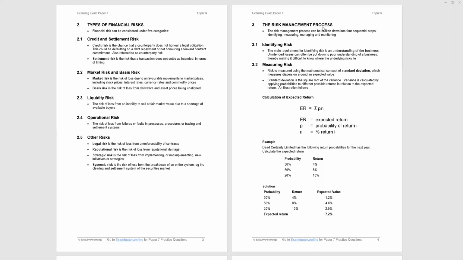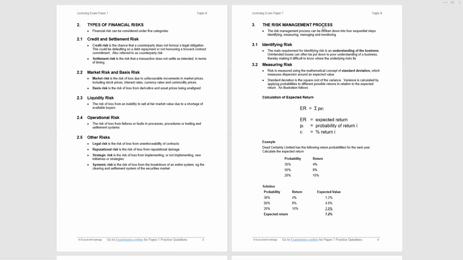Strategic risk, a fancy way of saying you have no plans, is the risk of loss from implementing or indeed not implementing new initiatives or strategies. And systemic risk, that's on a bigger scale, is the risk of loss from a breakdown in an entire system. The clearing and settlement system of the securities market breaking down would be an example.